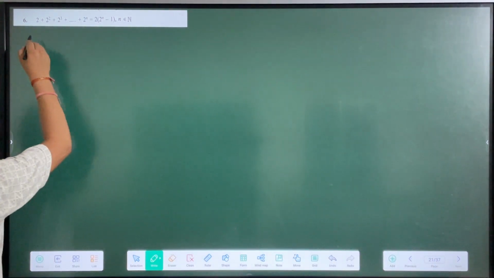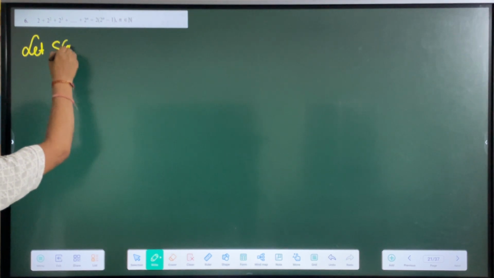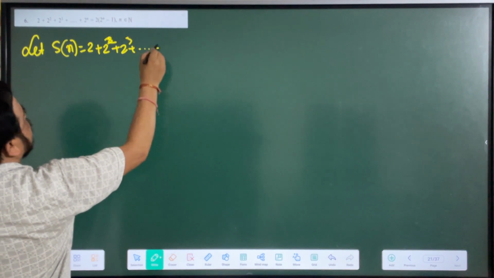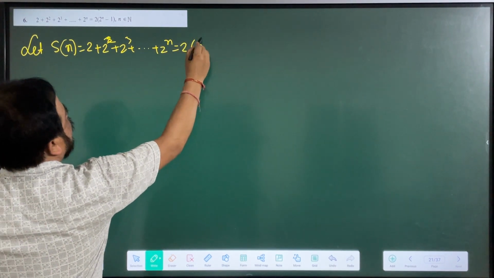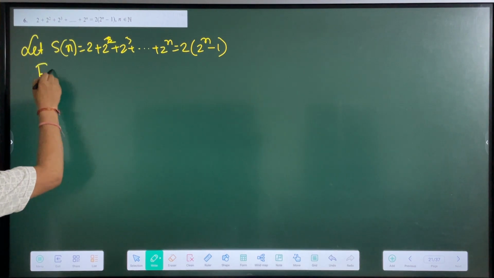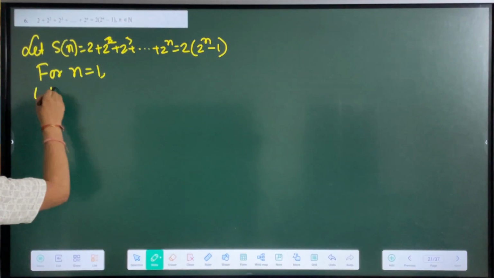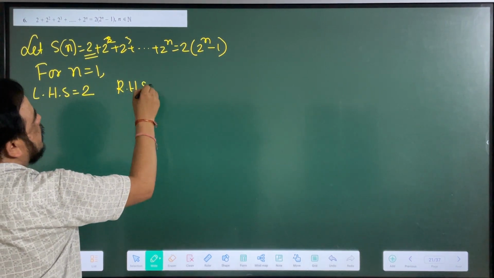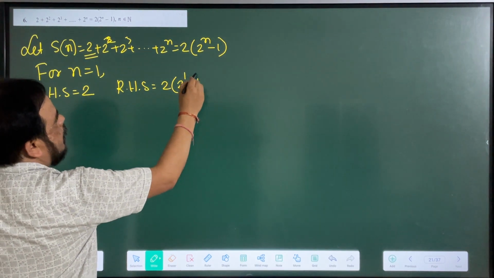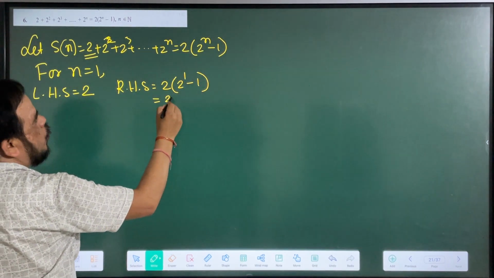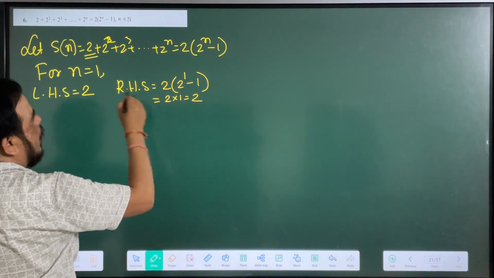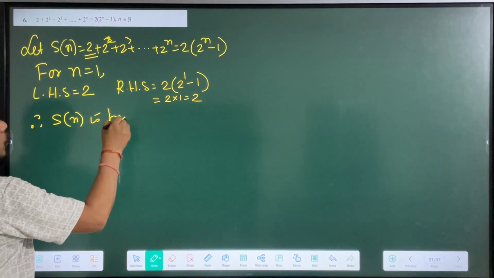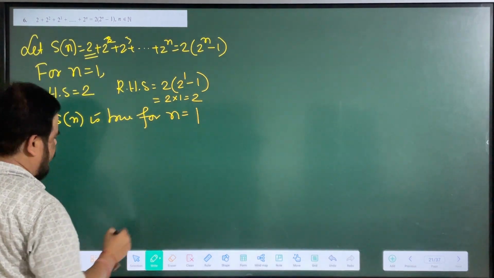Number 6: let Sn equals 2 plus 2 square plus 2 cube plus dot dot dot 2 to the power n, equals 2 into (2 to the power n minus 1). So directly for n equals 1, LHS equals 2, the first term is 2. Now we will go to the right hand side: 2 into (2 to the power 1 minus 1), because n equals 1. 2 into (2 minus 1) into 1 is 2. LHS 2, RHS 2. Therefore Sn is true for n equals 1.